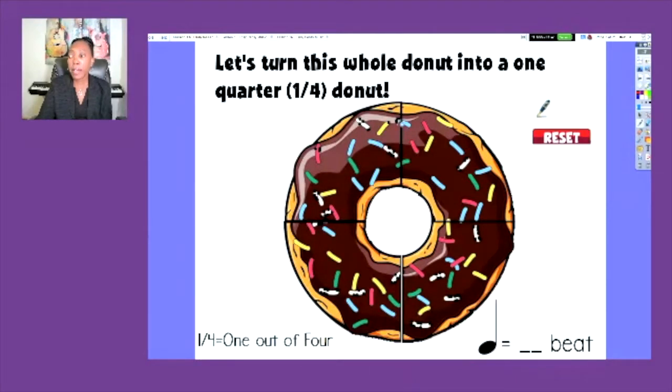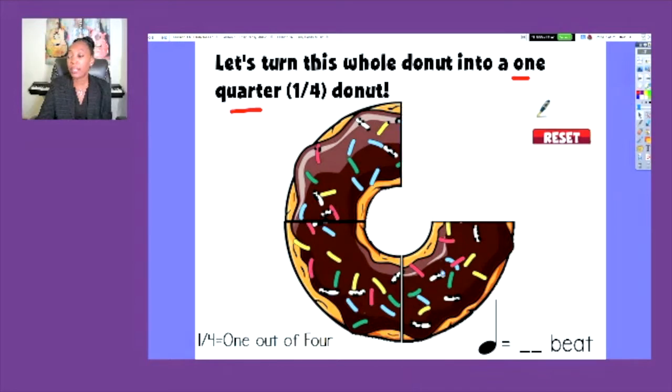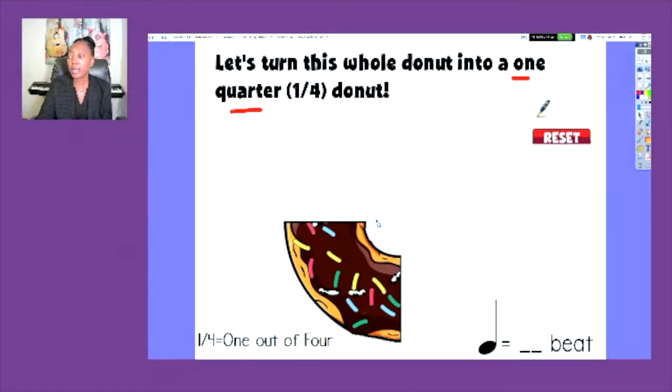Now, if we go back to our donut, remember that whole donut? What happens if we were to turn this donut into 1/4? Okay, so let's do that. Here we have 1 removed, 2, 3, and now we have only 1 piece of our donut left. And so you figured out this 1/4 note right here gets 1 beat. And we would hear it as ta. If you were to try that with me, it's nice and easy to clap your hands. Ta. Let me hear you try it.